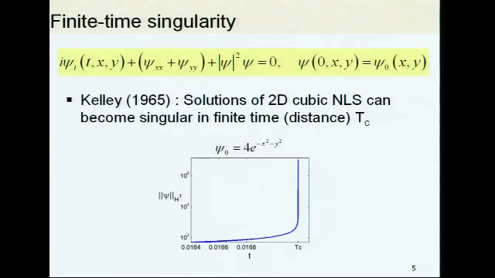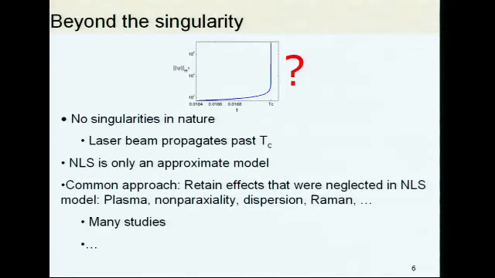And this phenomenon was explained in '65 by Kelly. He took the 2D cubic NLS with a Gaussian initial condition, solved it numerically, and saw that after some time, the solution essentially becomes singular. So here I write time, but you should remember that physically it's after a finite propagation distance. So this was the beginning of the study of singular solutions in the NLS.